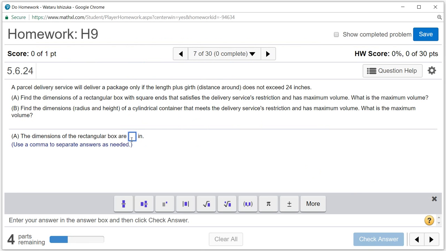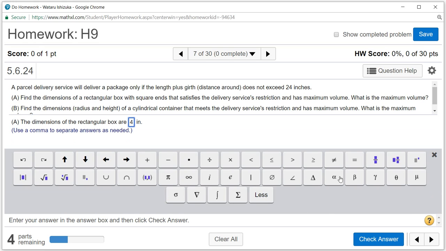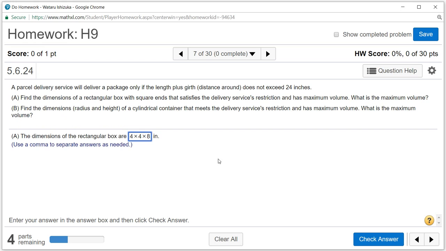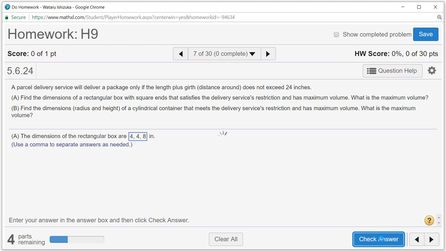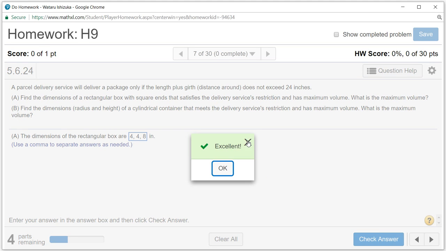Alright, so here, I guess I would write the 4 by, let's see, is there a multiplication sign here? Probably it's somewhere. So 4 by 4 by 8 would be the dimensions. It says use commas to separate. Oh, okay, so we might have to use commas here. How do I do this? Alright, how about this? 4, 4, 8. Is that how they want it? Let's check the answer. Alright, we got that.